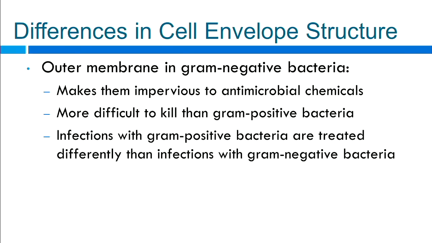Okay, so this outer membrane helps protect against antimicrobial chemicals and makes them harder to kill than a gram-positive. So even though gram-positive had that big peptidoglycan layer, we know how to attack that. We have antibiotics that break those cross-links apart really easily, as long as they're not resistant. But we're not as good at getting that outer membrane. And so we definitely have to treat these a little bit differently.